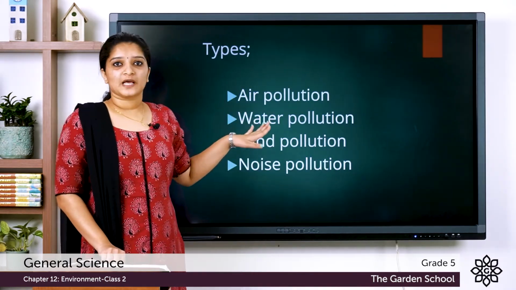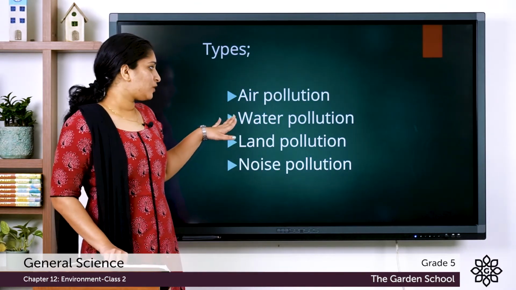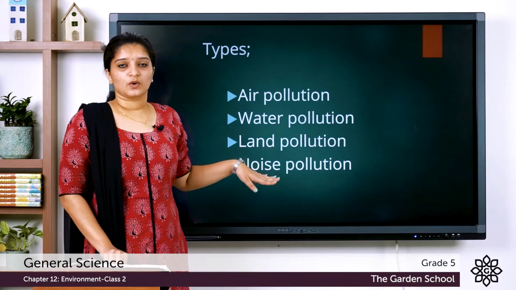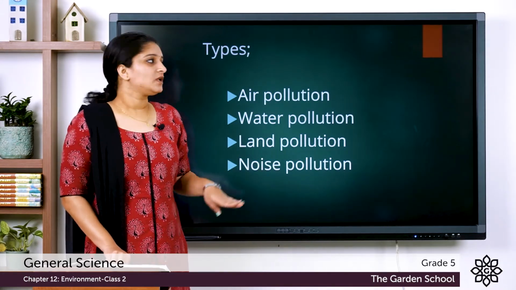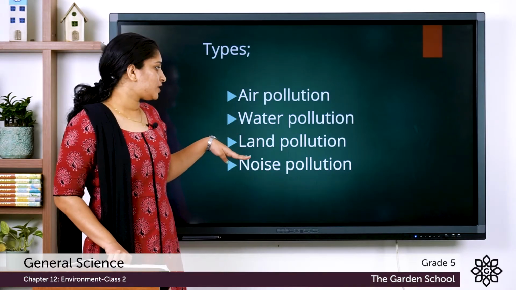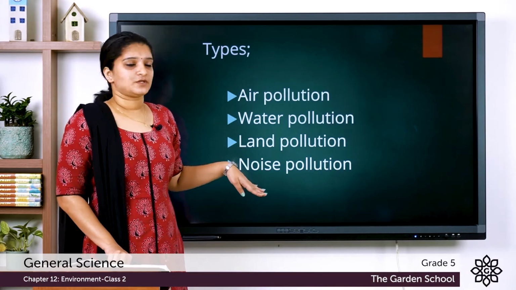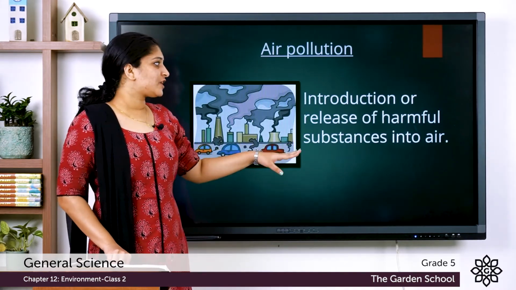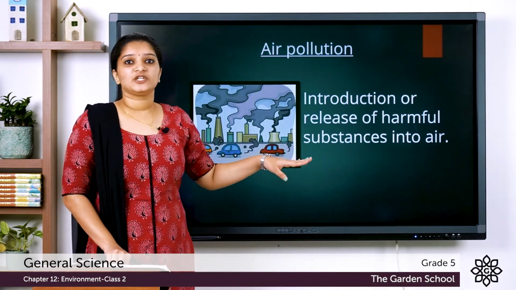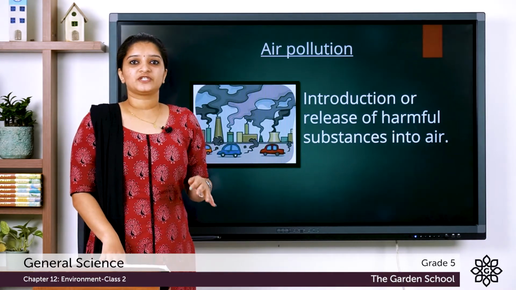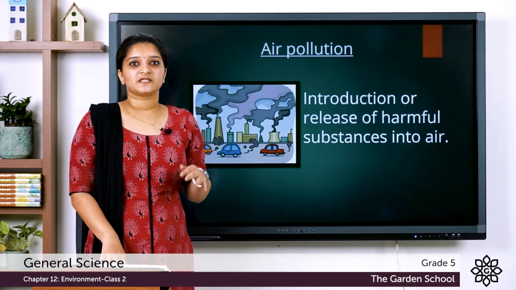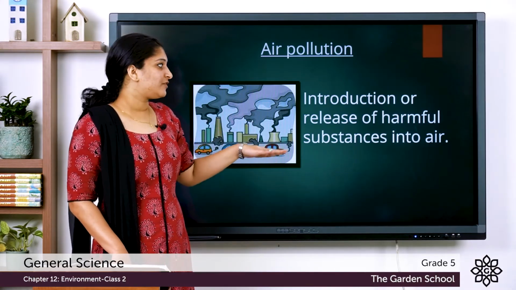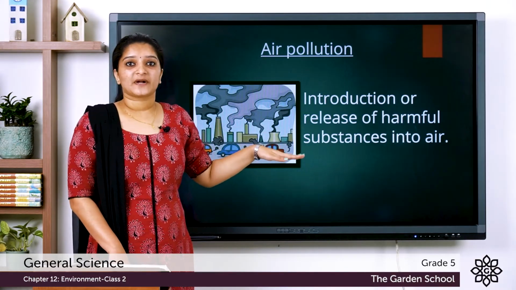Basically, there are four types of pollution, and they are air pollution, water pollution, land pollution and noise pollution. First, let's see what air pollution is. Air pollution is the introduction or release of harmful substances into air. We learned that pollution is the release of unwanted substances into the atmosphere. So, air pollution is a type of pollution in which the harmful substances are present in the air.